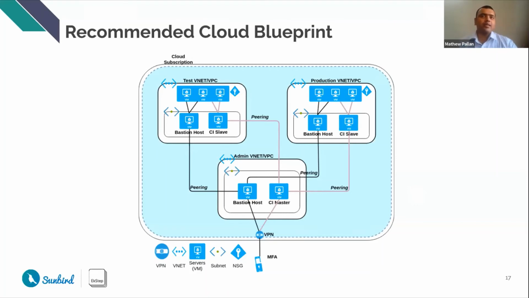So what you're seeing is a recommended cloud blueprint, which says that you have two environments. You have a test environment and a production environment. And we want the networks to be separated. So you can assume that there should be at least 3 VLANs, virtual networks, one for the admin, where you will have the Bastion host or Jump host and the CI systems for your CI/CD processes.